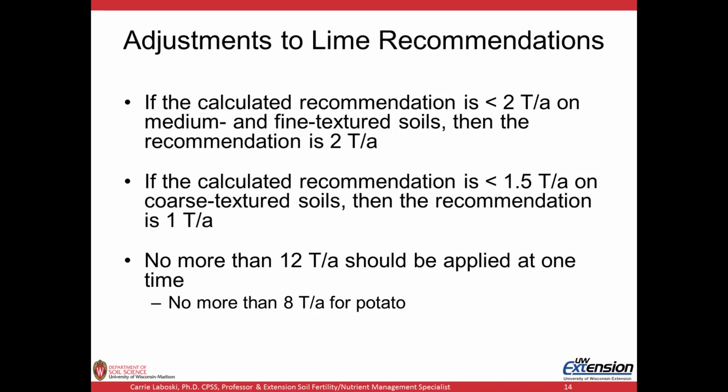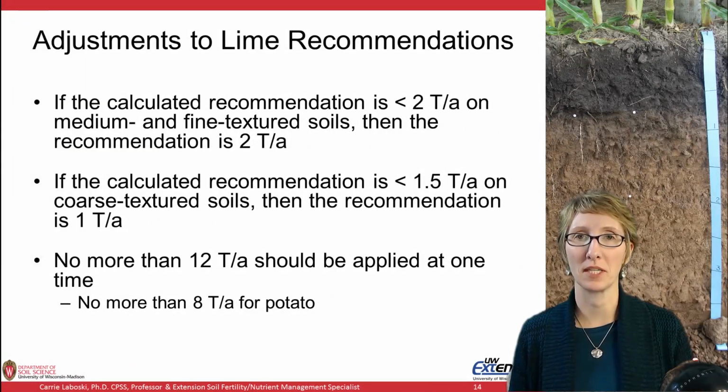So there's essentially floors and ceilings. Now on coarse textured soils, we have a different floor. And so if the lime rec is less than 1.5 tons per acre, then the recommended rate is 1 ton per acre. Now, we do have some ceilings on these recommendations, and the upper end for most situations is 12 tons per acre. That's the top. It's possible to calculate higher recommendations, but they're not realistic.